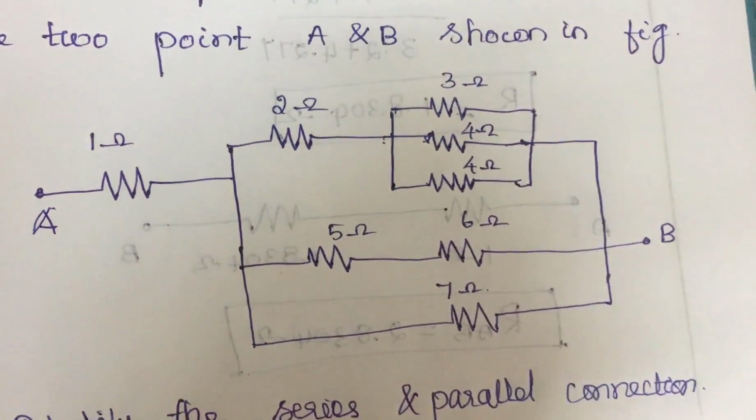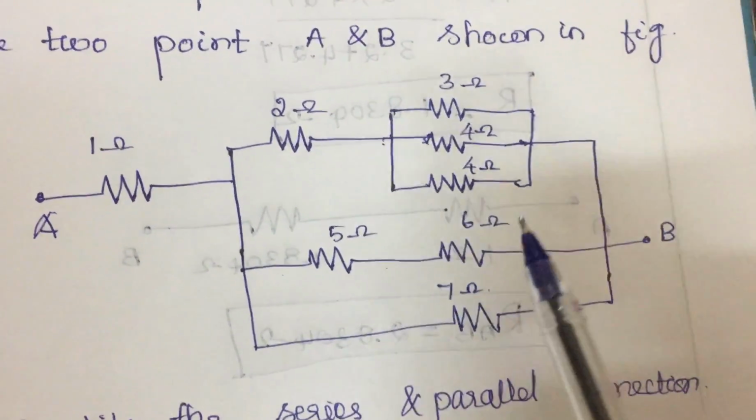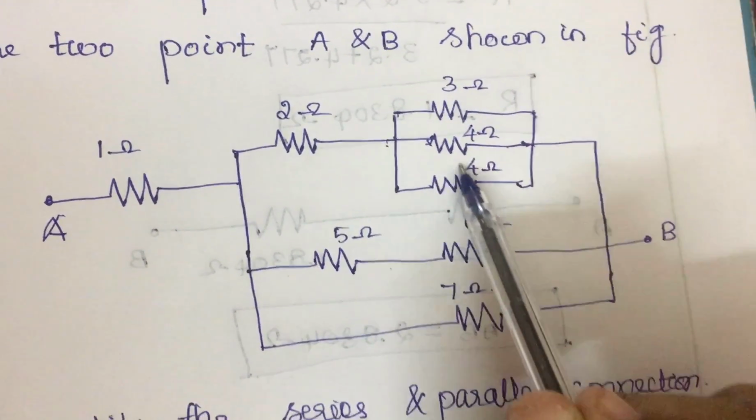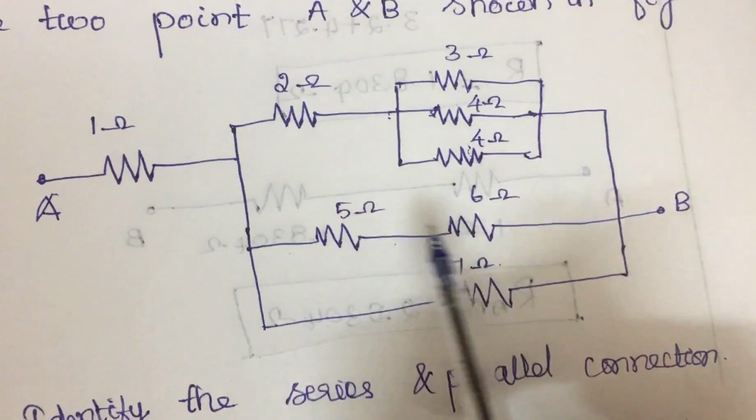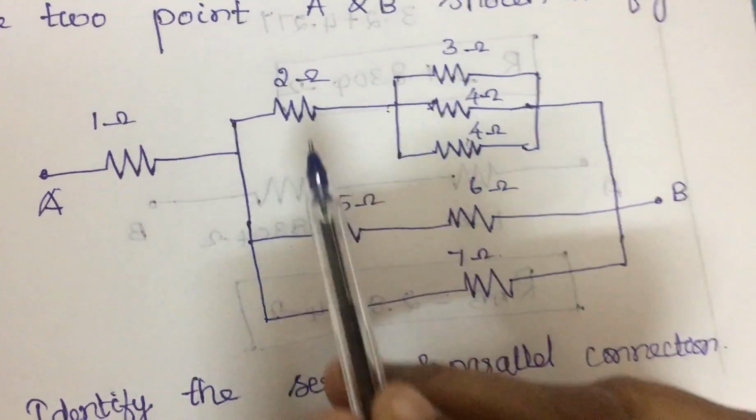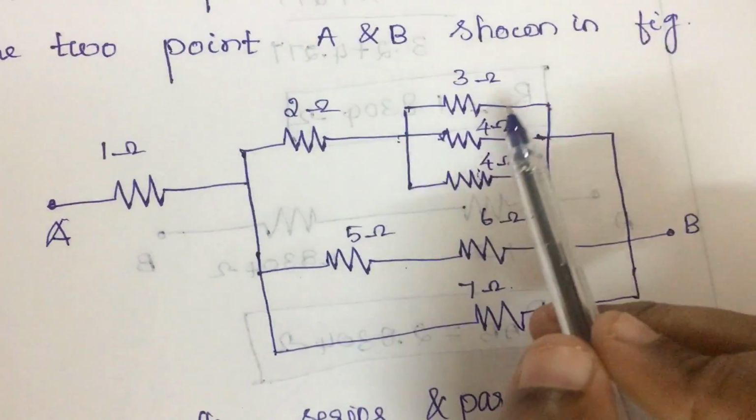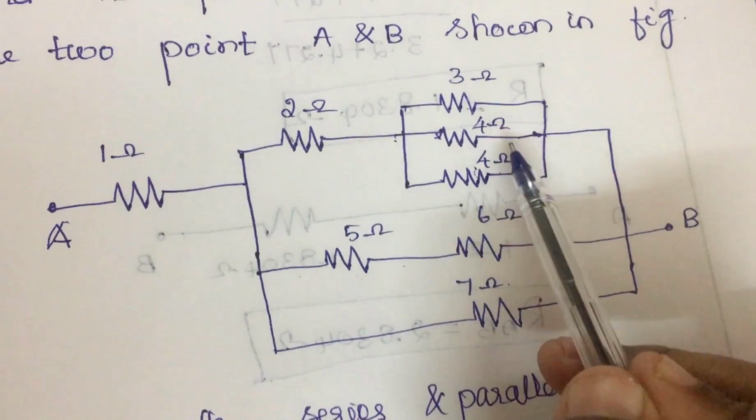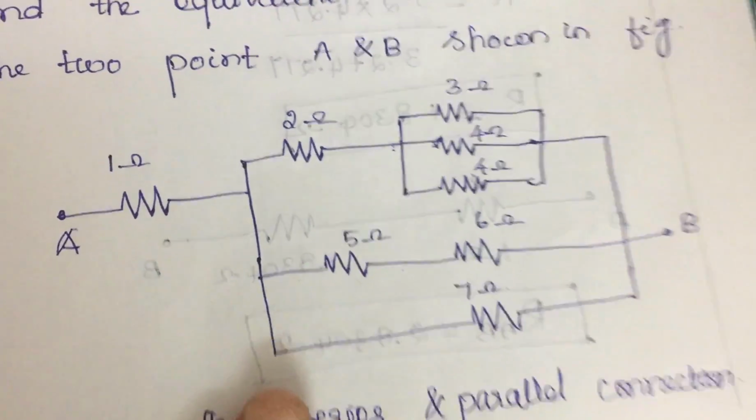So first identify which resistors are in series and which resistors are in parallel. Okay, so here these three resistors are parallel and these two resistors are series. Find which resistors are connected in series and which are connected in parallel. So these two resistors are connected in series and this resistor is connected in parallel. So now you can see how you can solve.